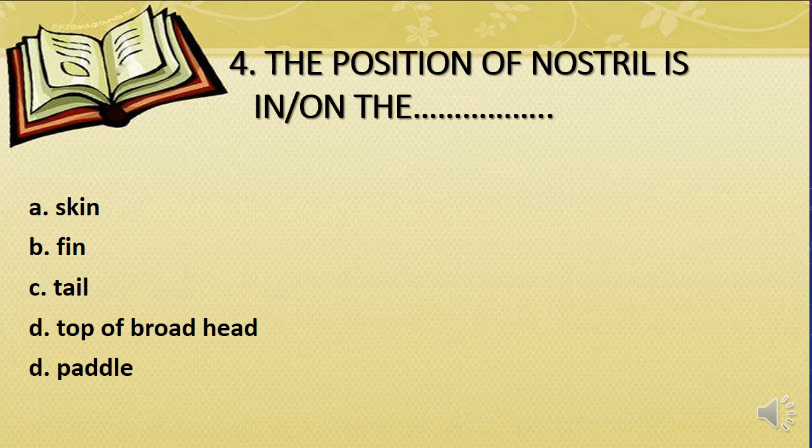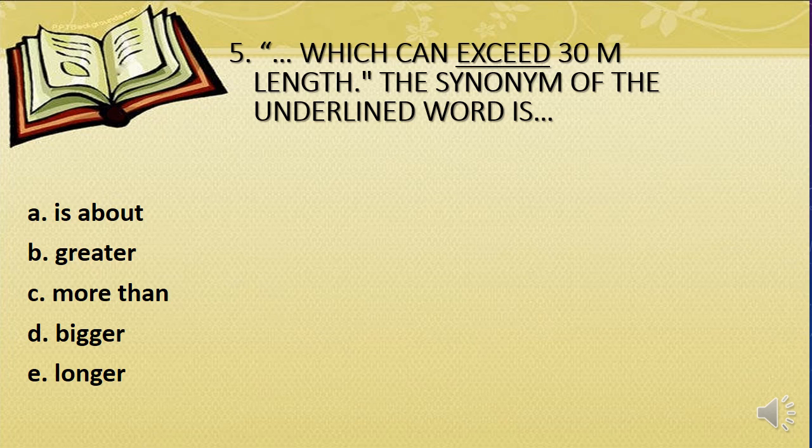The position of nostril is in or on the, amazing. The answer is top of broad head. Which can exceed 30-meter length. The synonym of the underlined word is, marvelous. The answer is E, longer. So which can exceed here means longer than 30-meter length.